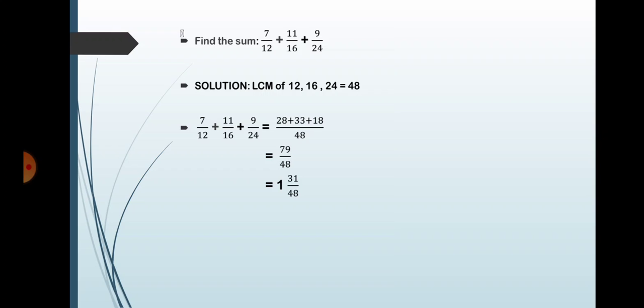So convert everything into like fractions. 7 by 12, if you convert into an equivalent fraction, you will get 28 by 48. Similarly, 33 by 48 plus 18 by 48. If you sum the numerators, you will get 79 by 48. Since it's an improper fraction, write it as a mixed fraction. So the answer is 1 and 31 by 48.